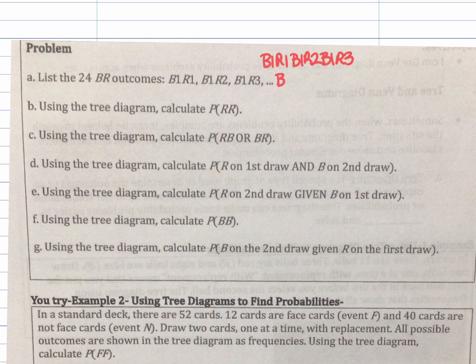So then we would have blue 2, red 1, blue 2, red 2, and blue 2, red 3, and it would keep going. Now this is important just to help you visualize, but we are not going to be using these right now, which is why I stopped. Okay. Part B, using the tree diagram, calculate the probability of red.